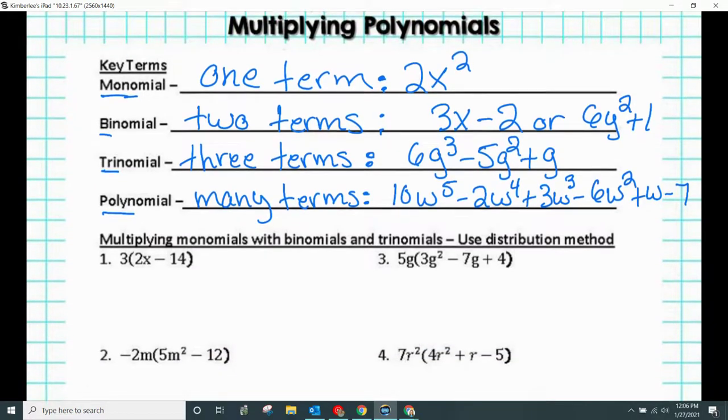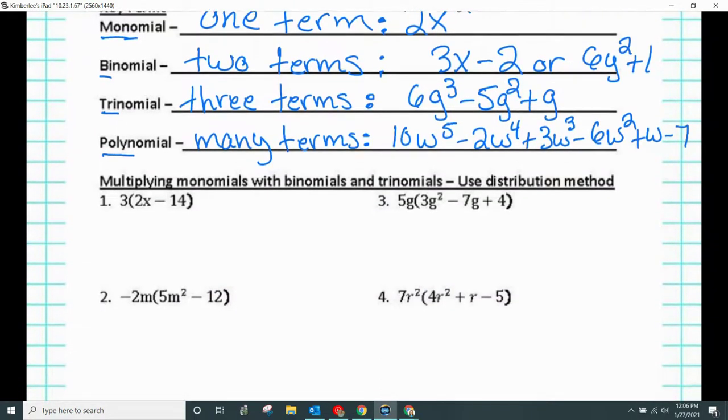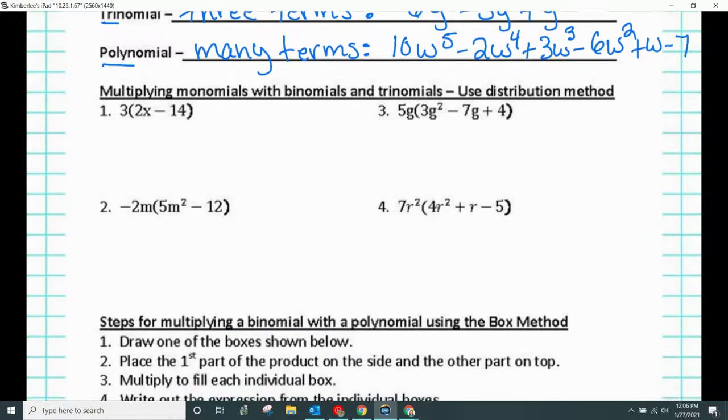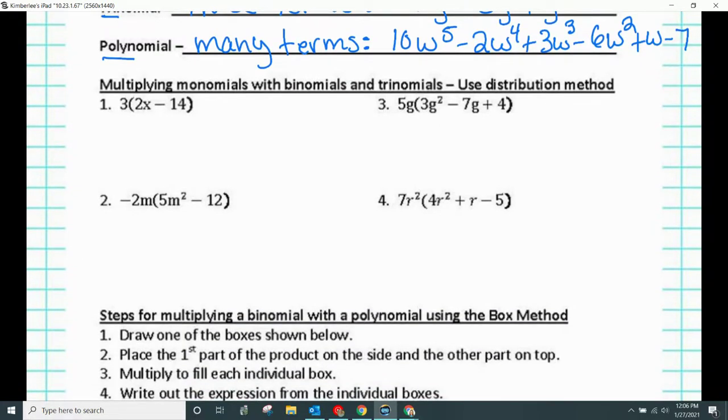So how do we work these problems? How do we multiply these things? Well, multiplying monomials, so one term, with binomials and trinomials, things that have 2 or 3 terms, is actually what we already did. We did this when we were working those area and perimeter problems and our word problems that we were working earlier this week. So let's just work a few more problems together.